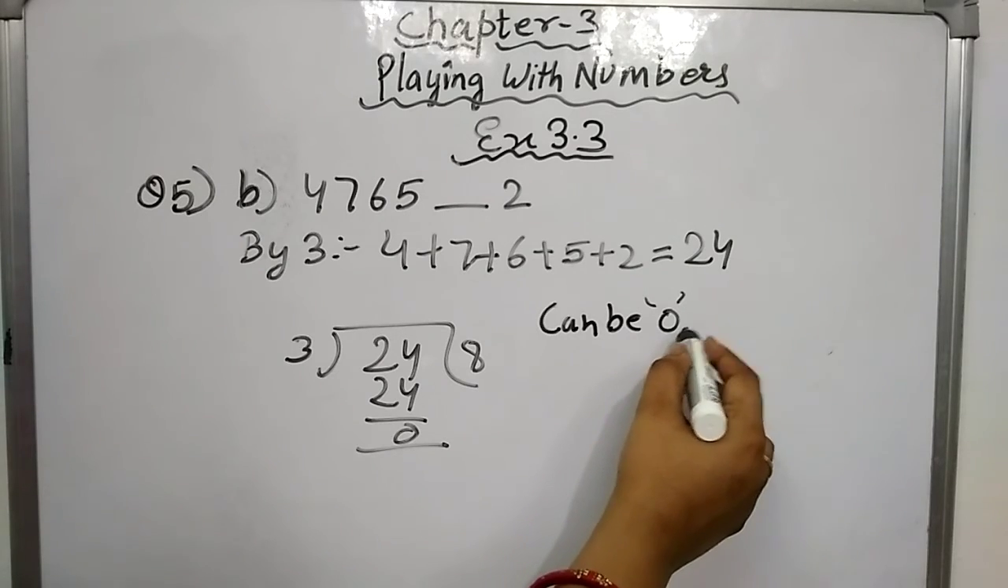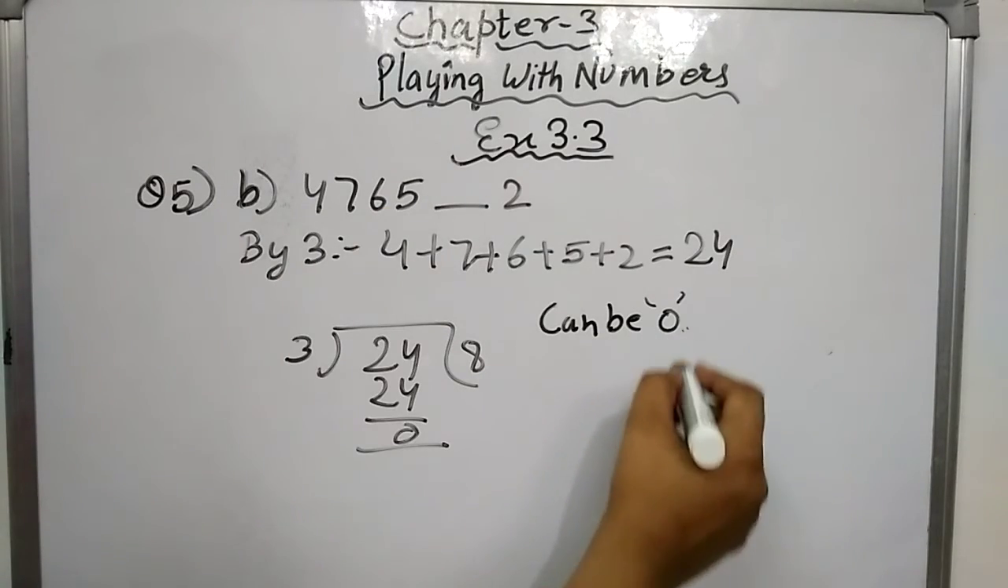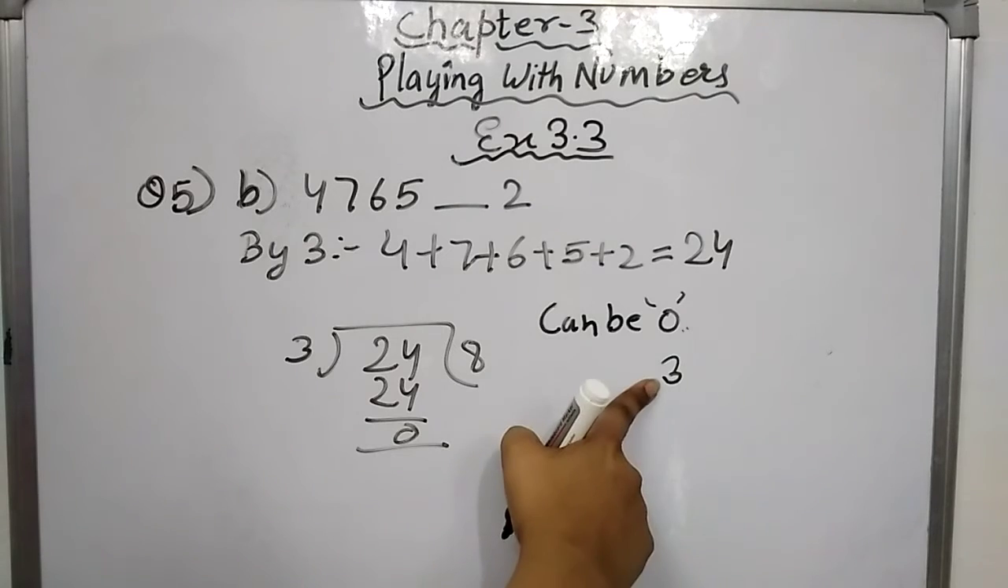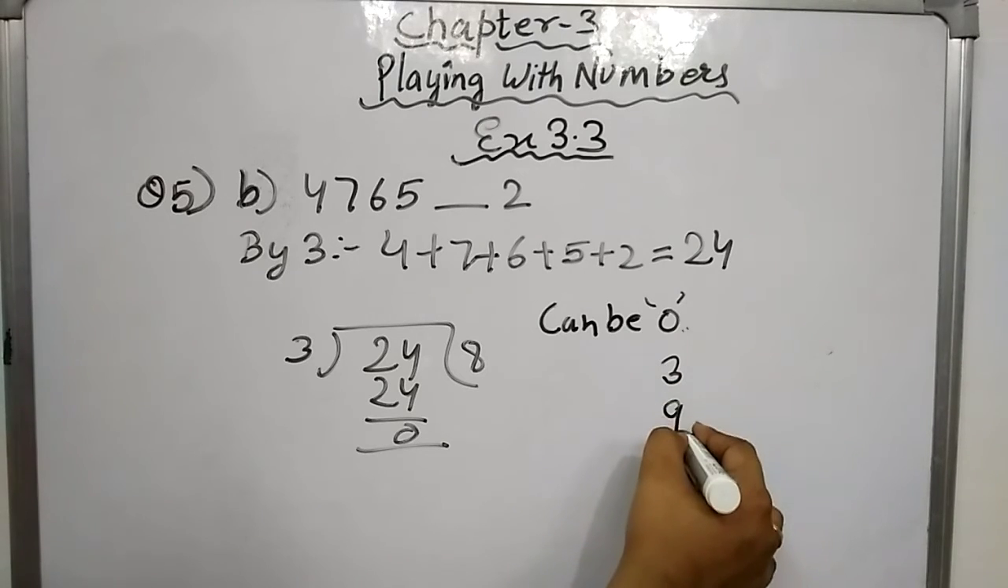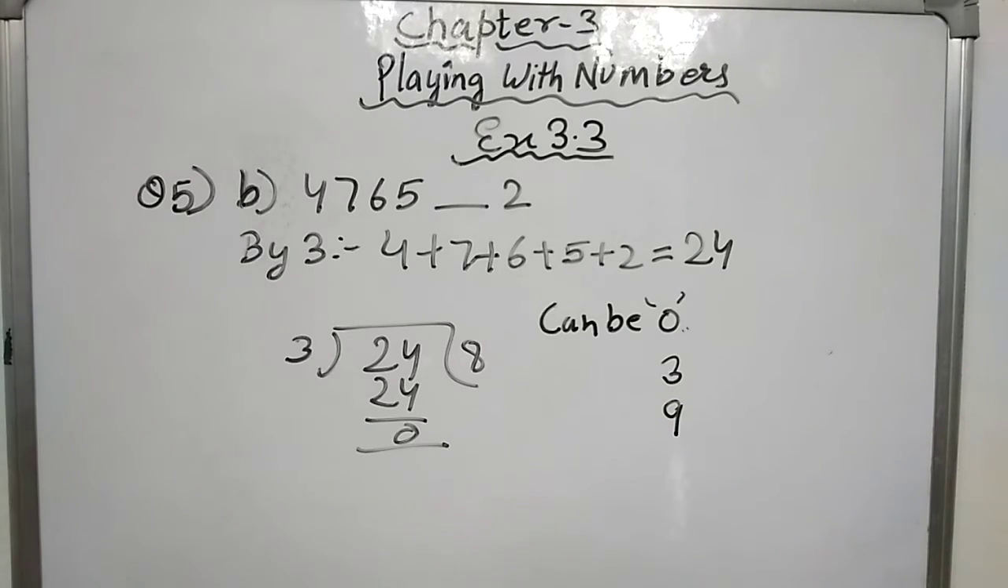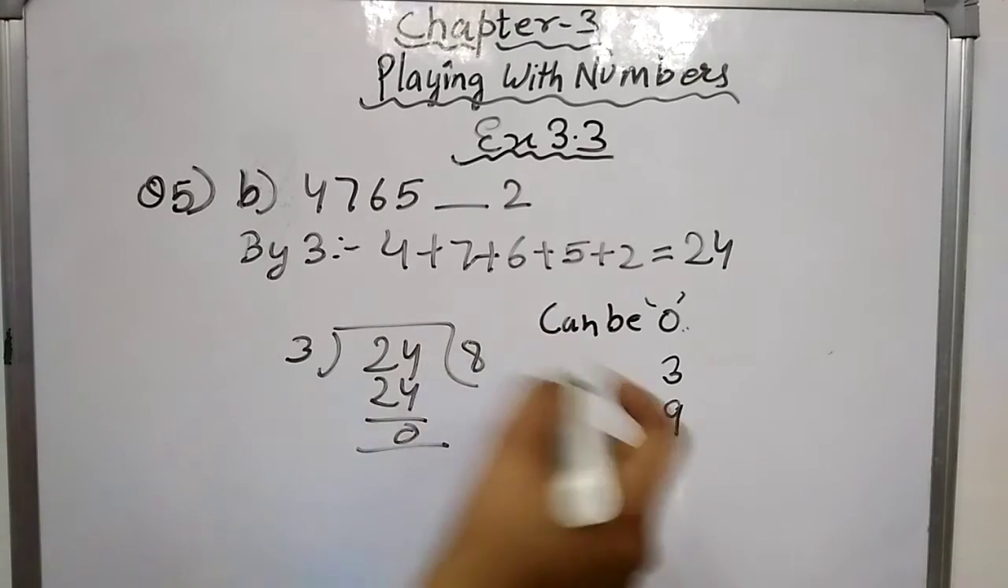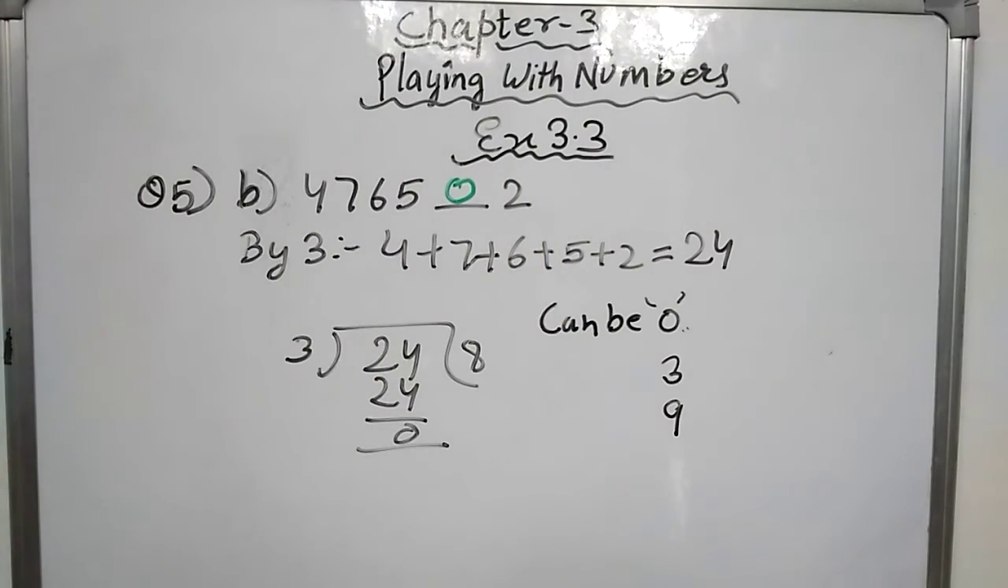This is the smallest digit that can be written here. You can also write 3, because on adding 3 to 24 you will get a sum of 27, that is also divisible by 3. You can write 9 also here, because after adding 9 you will get a sum of 33, and 33 is also divisible by 3. So you can write any digit. But 0 being the smallest digit, we will write it here as 0.